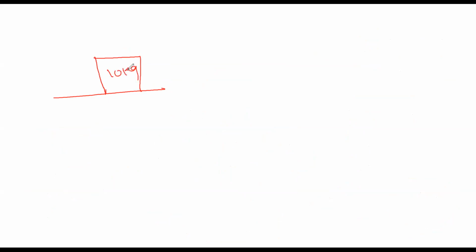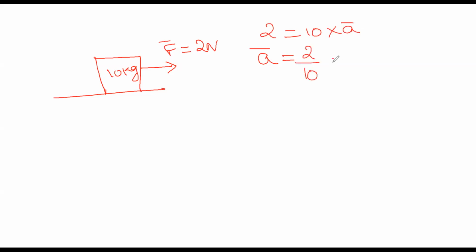The mass is 10 kg. The force is 2 Newton. What is the acceleration over here? So 2 Newton is equal to 10 kg into acceleration. So acceleration is equal to 2 by 10, so 1 by 5 meter per second square. Always it is meters per second square, right? Yeah.